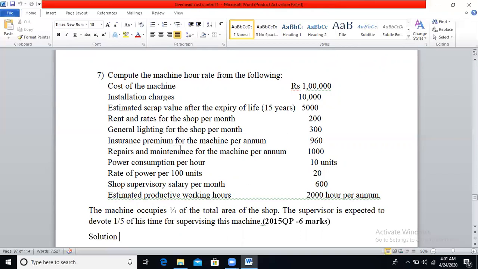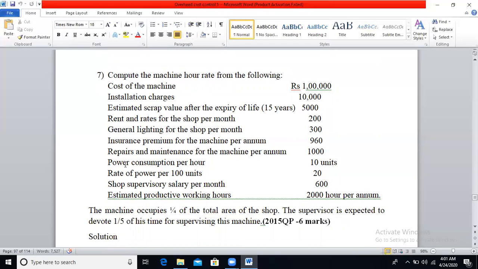Then insurance premium for the machine. So rent will be the same even if the machine is used more or less. So with the use of machine, rent and rates will not vary. It is a standing charge. General lighting also will be the same with the use of machine. So that's why it is a standing charge. Insurance premium also will be a standing charge. It will not vary with the use of machine. Repairs and maintenance will vary with the use of machine. That's why it is a variable expense.